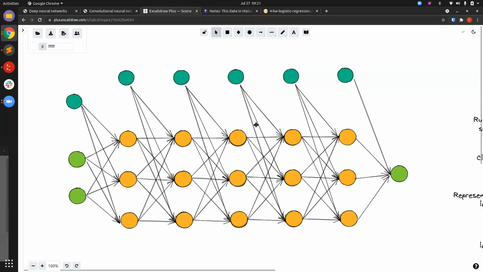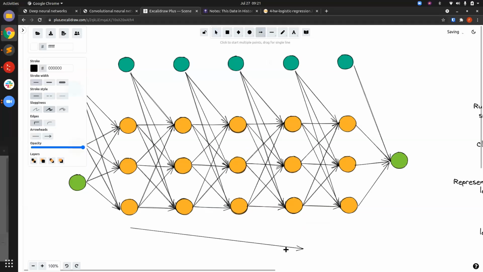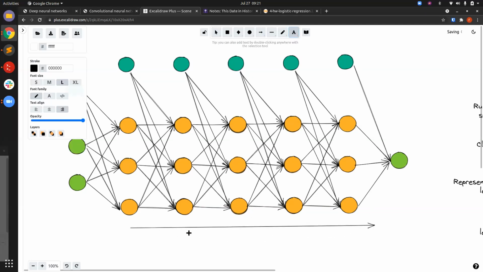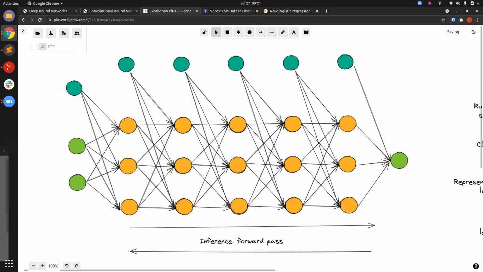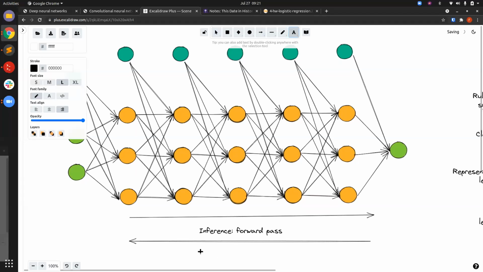And at the output unit, I will either apply a classification sigmoid function, I might apply softmax if I have a multi-class classification, or I might use a linear activation function at the output if I have a regression problem. How do I train this neural network? Well, it's exactly the same way. For inference, I'll do a forward pass on the network. And for training, I'll do a backward pass.